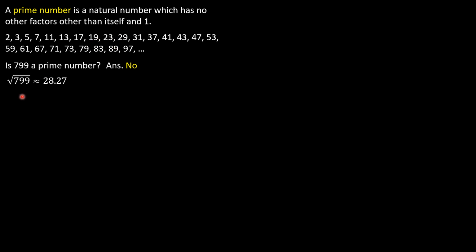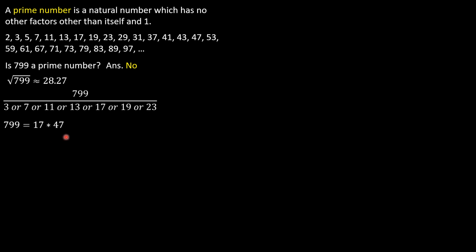If the given number is not divisible by those mentioned prime numbers 3, 7, 11, 13, 17, 19, and 23, then we conclude that that number is prime, or else it is a composite number. So try to use your calculator and you will notice that 799 is divisible by 17. In fact, 799 is 17 times 47.